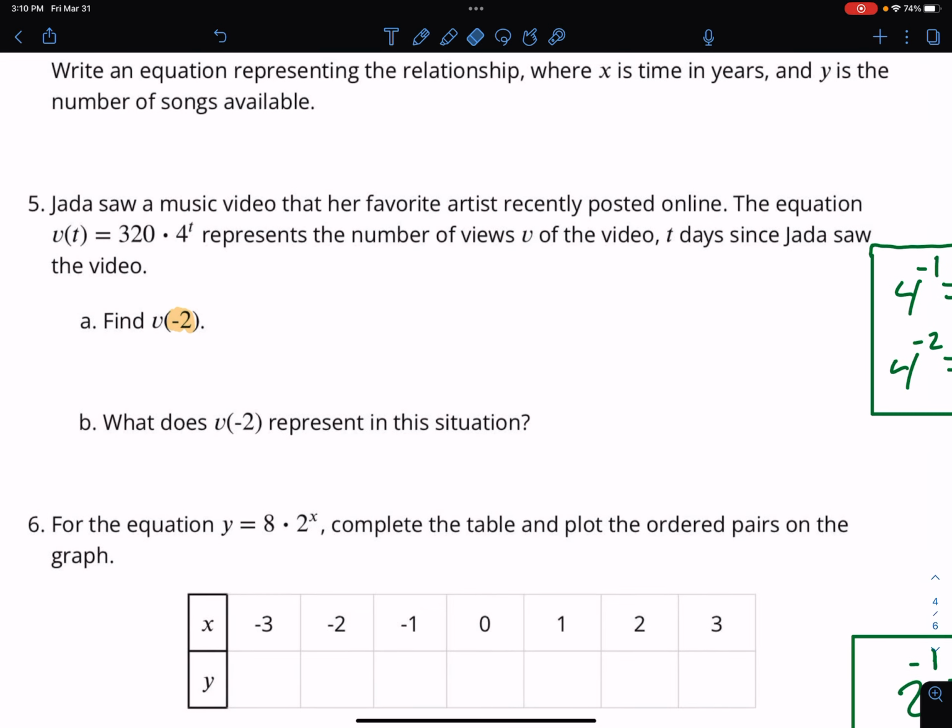All right, let's take a look at this. What does this equation tell me? The number of views of the video is a function of time in days. T equals 0 is where we started. We always start right here at the beginning. So they started with 320 views.